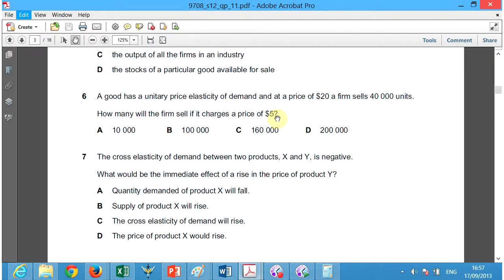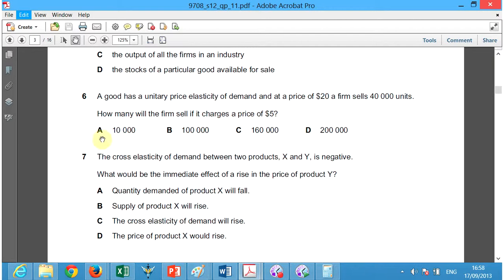So the price drops 75% from 20 to 5. That means the percentage change in price is negative. So in order to have a negative price elasticity of demand, we know that the percentage change in quantity demanded will be positive, or greater than 40,000 units. So 20 times 40,000 is 800,000. Now this one asks how many will the firm sell if it charges a price of $5.